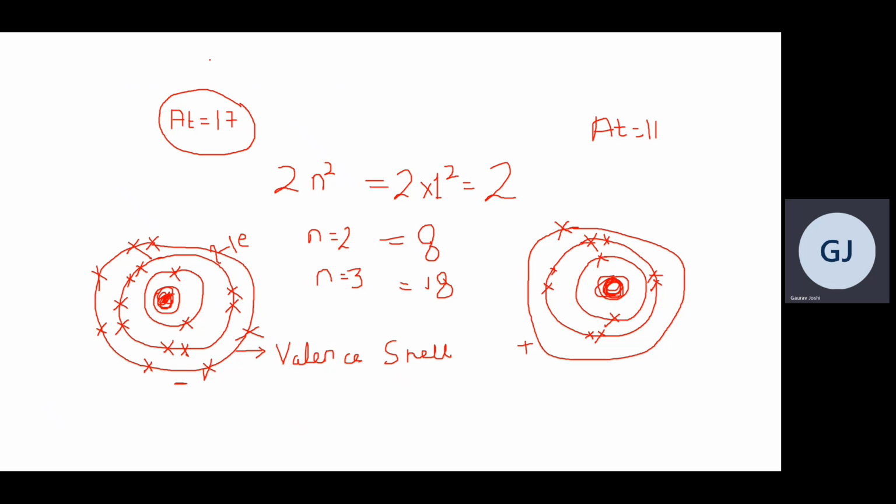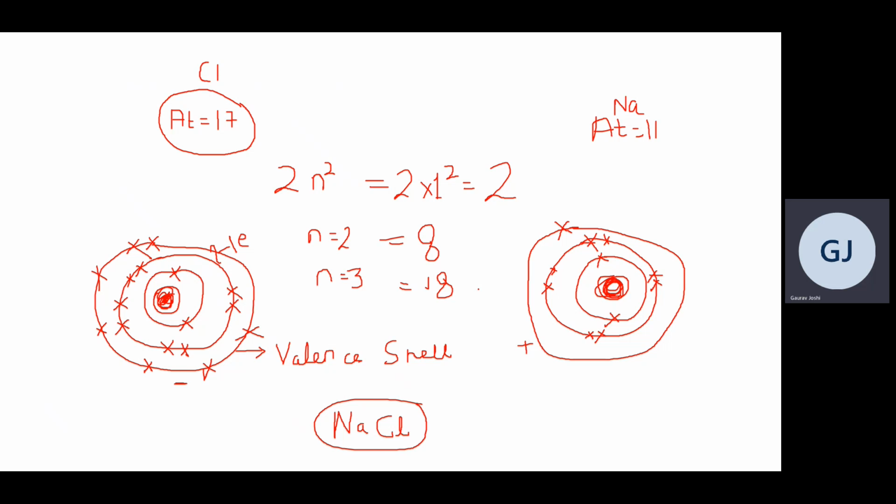So atomic number 17 is for chlorine, and atomic number 11 is for sodium, right? When this Na can transfer the electron to the chlorine side, and chlorine accepts the electron, it will form a molecule called NaCl. This is the common salt, table salt, which we use at home. So it will form NaCl, sodium chloride.